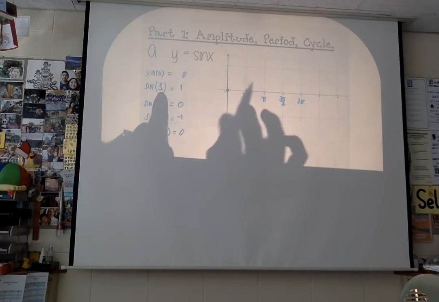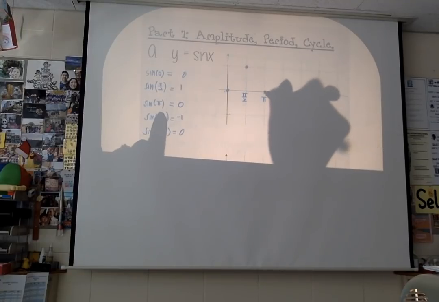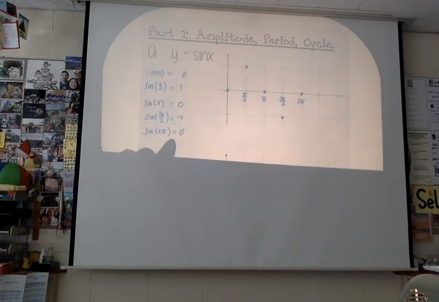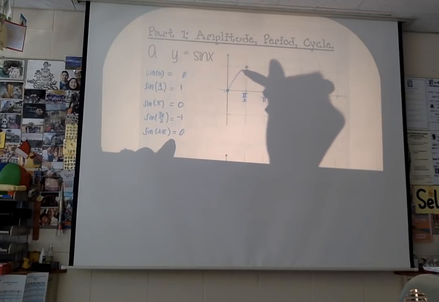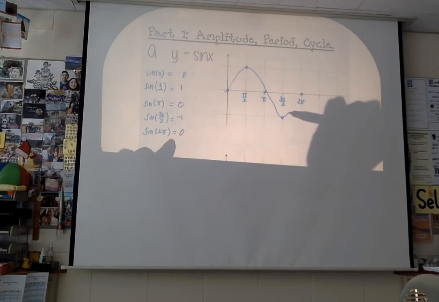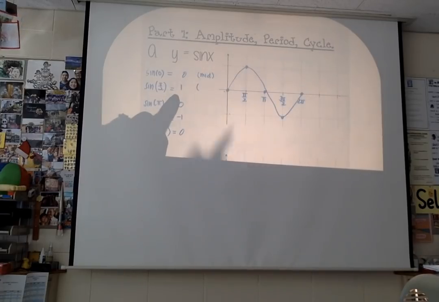At x equals pi over 2, it's going to be a 1, so you go up 1. At pi, it's 0. At 3 pi over 2, it's negative 1. And 2 pi is back to 0. It went back to the lowest point, and then it went back to the mid. This guy is called the mid, right? And what is this guy called? It's mid.